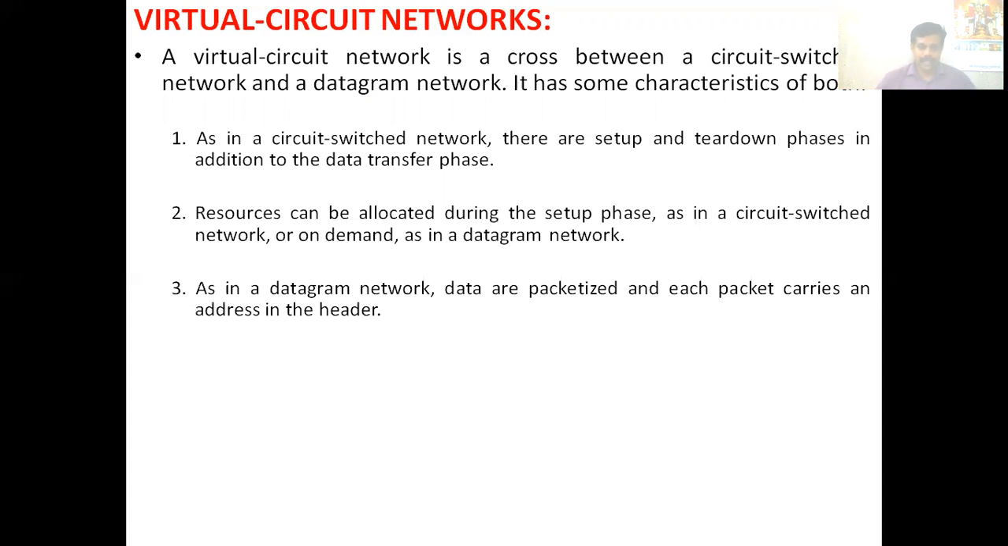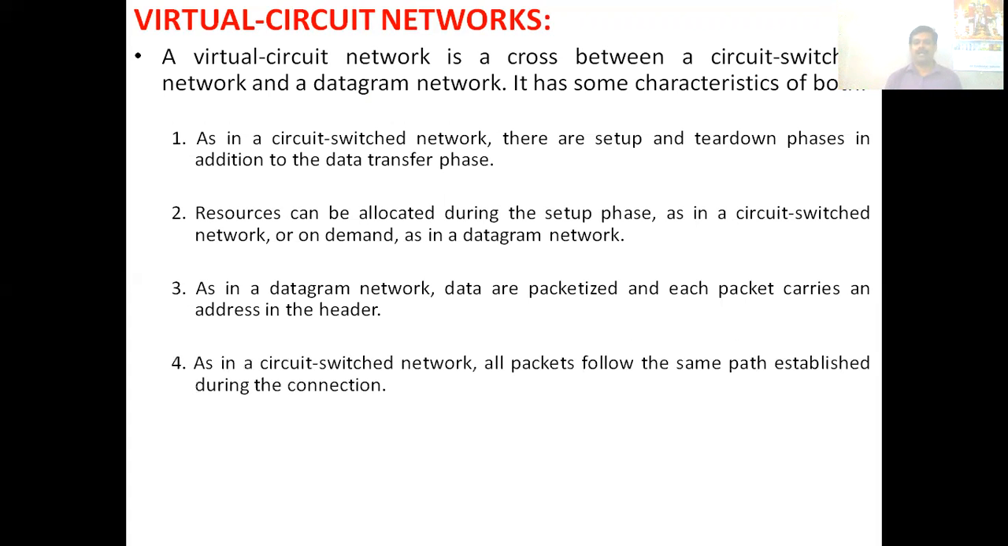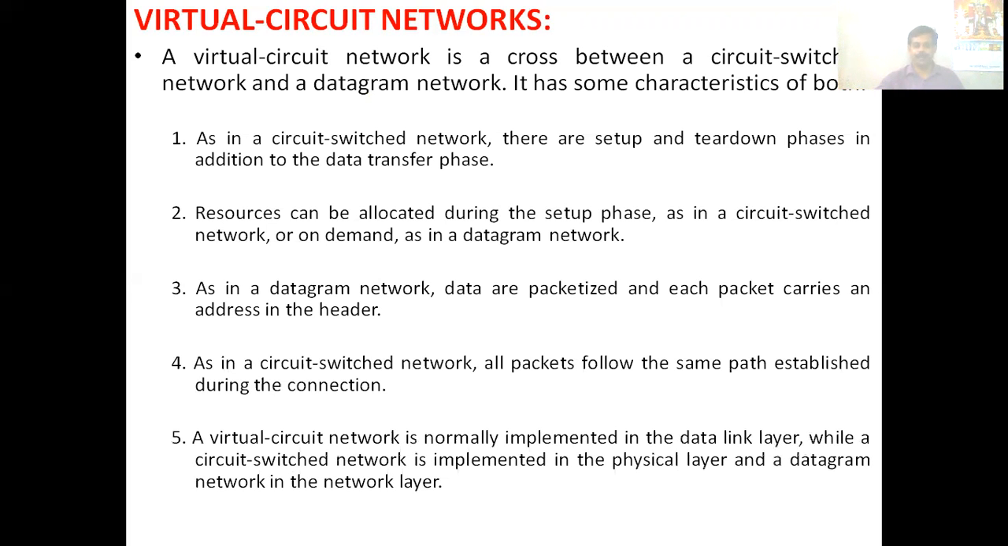Next one is data. As in a datagram network, data are packetized. In a virtual circuit network, data are packetized and each packet carries the address in the header. As in a circuit switched network, all packets follow the same path during the connection. A virtual circuit network is normally implemented in the data link layer. Circuit switching is implemented in the physical layer, the datagram network is implemented in the network layer, and the virtual circuit network is implemented in the data link layer.